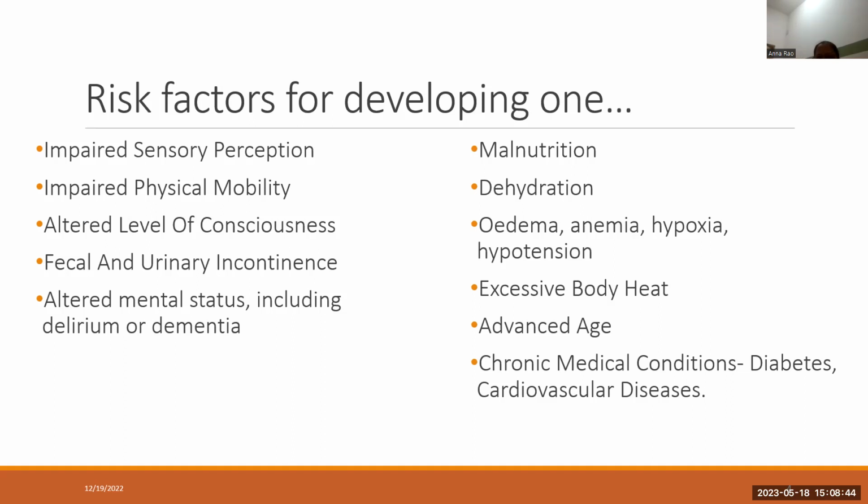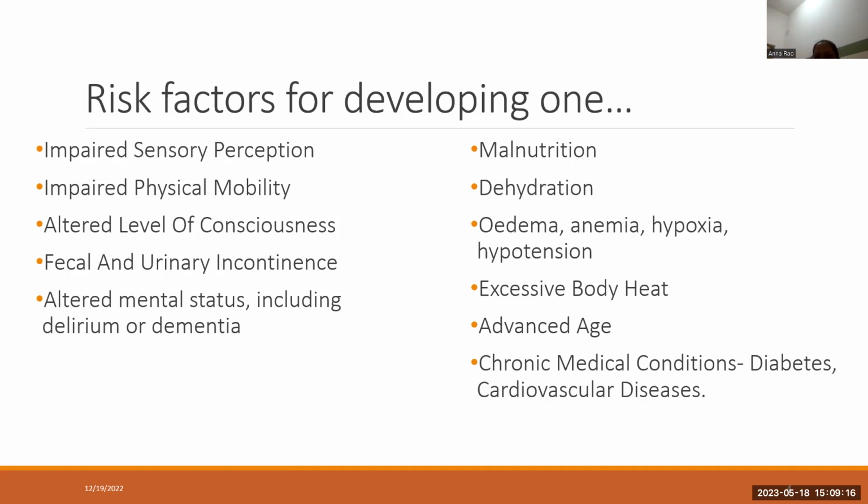Then altered mental status, including delirium and dementia. Right. So the patient is not able to find out what is happening to him, not able to judge what to do. Right. So always he is in a state of confusion. Right decisions he is not able to take. Right. So the person is bound to develop pressure sores, and he basically doesn't know what is happening with his body.